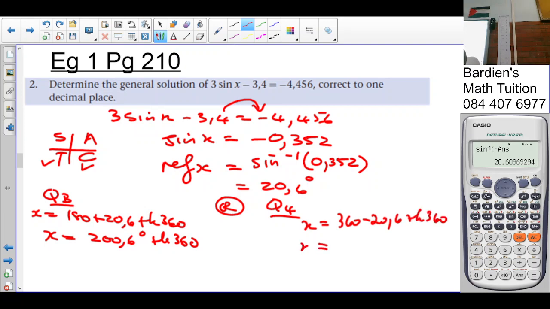So x is equal to 339.4 plus k times 360. And what mustn't I forget? k is an element of the integers.